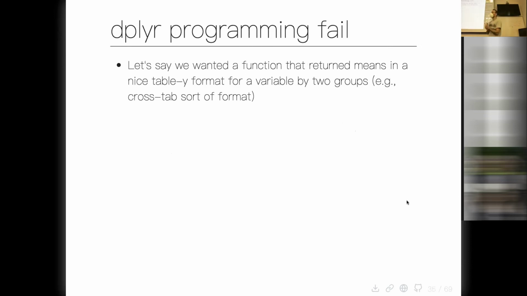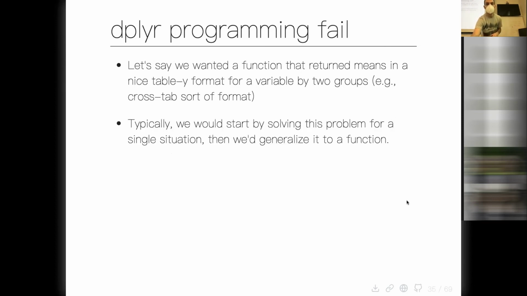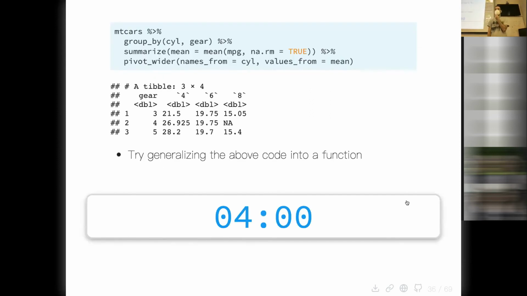So let's say we wanted to use dplyr to create a function that does basically a crosstabs sort of thing, okay? So typically we would start by writing a function, like if we wanted to write a function to do this, we would start by solving it on a small problem, and we would generalize that to a function. So let's do it, okay? Here is the code, it's up at the top, that I'm giving you. So I've done the first part for you, okay? I have solved the problem for one specific example. So this is what the output should look like.